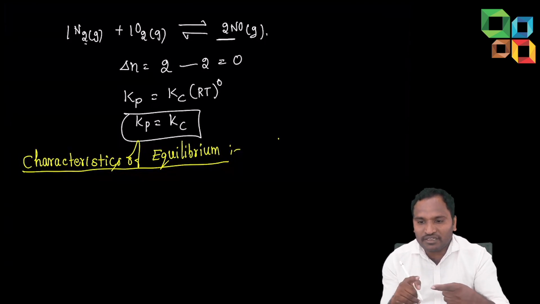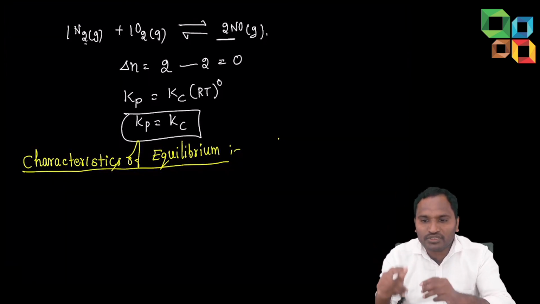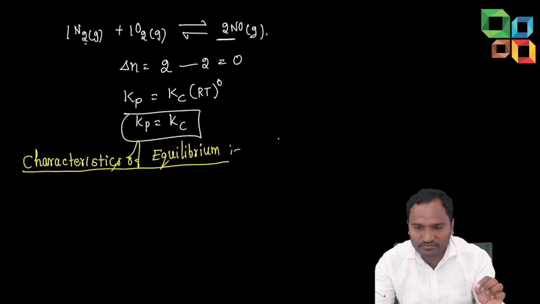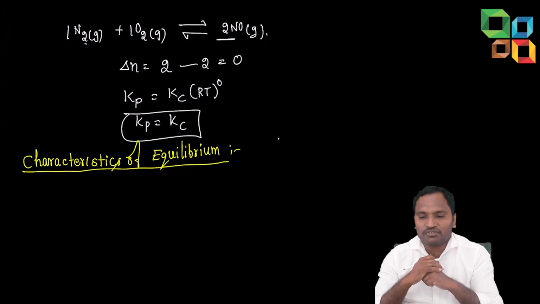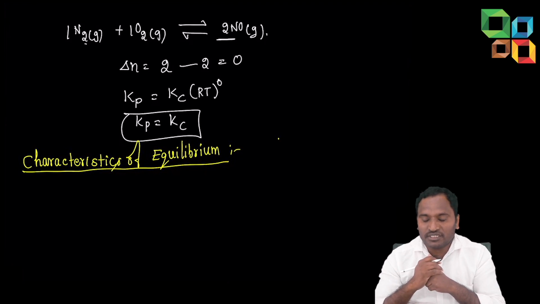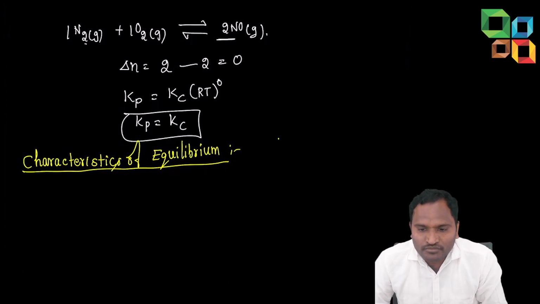Here, earlier I had given, no, A is converting into B, B is converting into A. Both are happening at equal rates. That is an example of dynamic equilibrium. There, the equilibrium is called dynamic equilibrium. It is moving but maintaining the same rate.